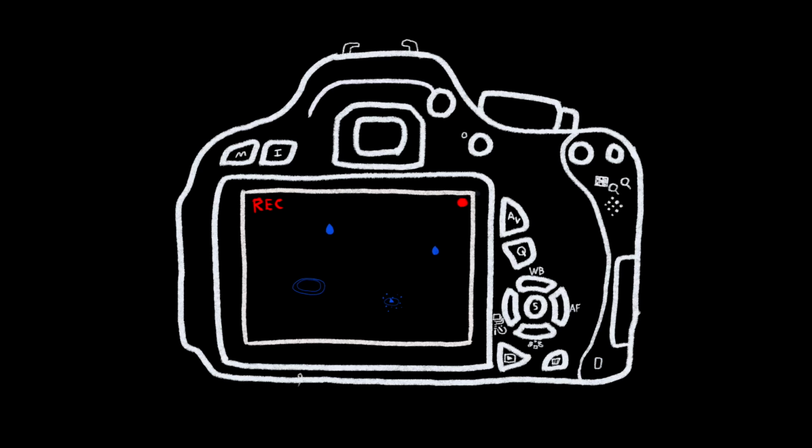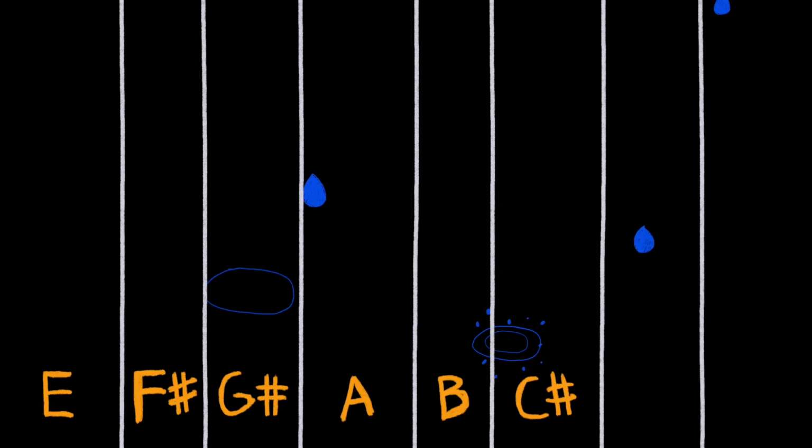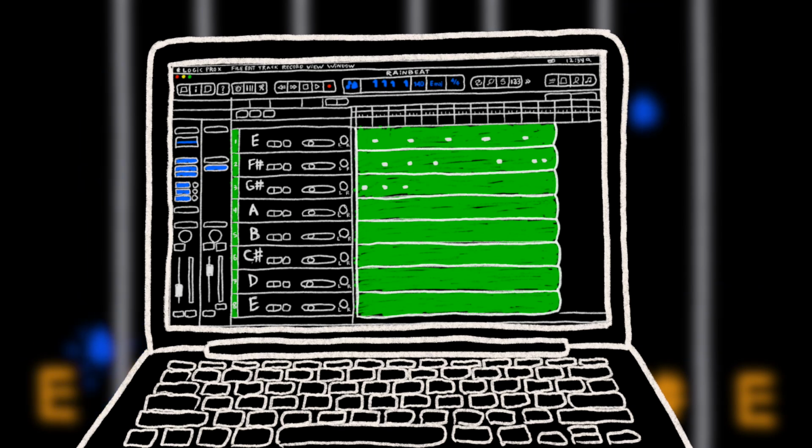So I filmed the raindrops for a bit, divided the video frame up into vertical columns, assigned a different musical note to each one, and created a new MIDI note each time a raindrop hit the bottom. The end result became the start of the interlude on my last album.